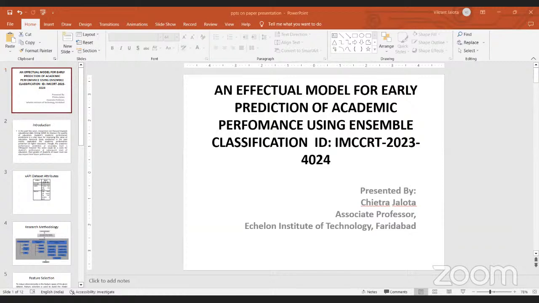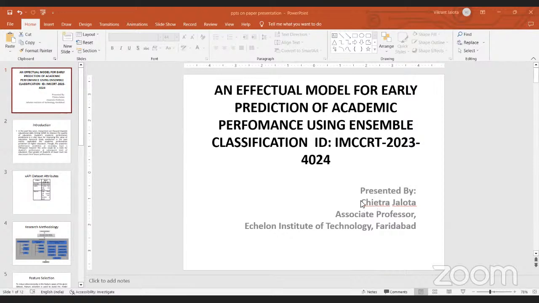Very good afternoon to one and all present here. Myself, Chitra Jaluta, and I am Associate Professor from Faridabad. So, sir, my paper title is Effectual Model for Early Prediction of Academic Performance Using Ensemble Classification.